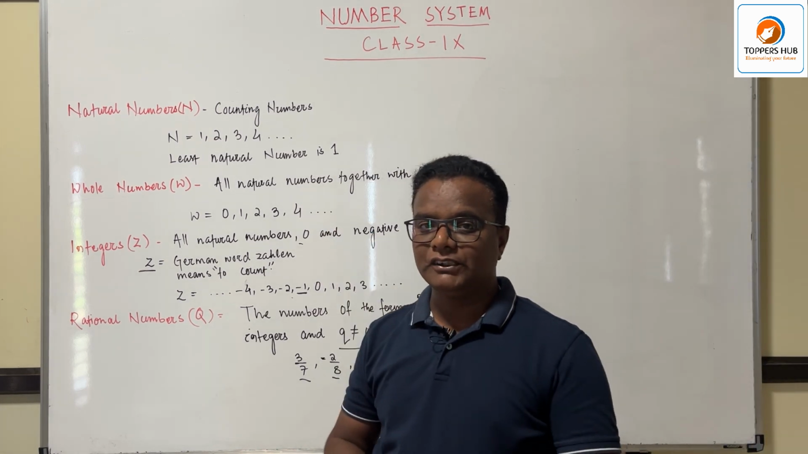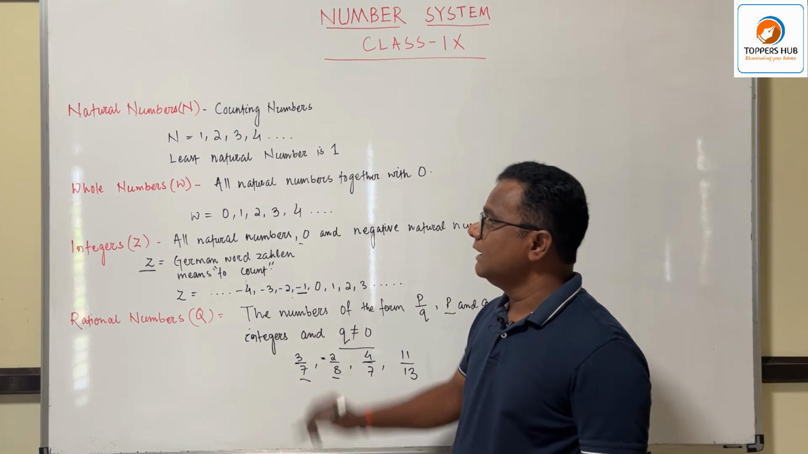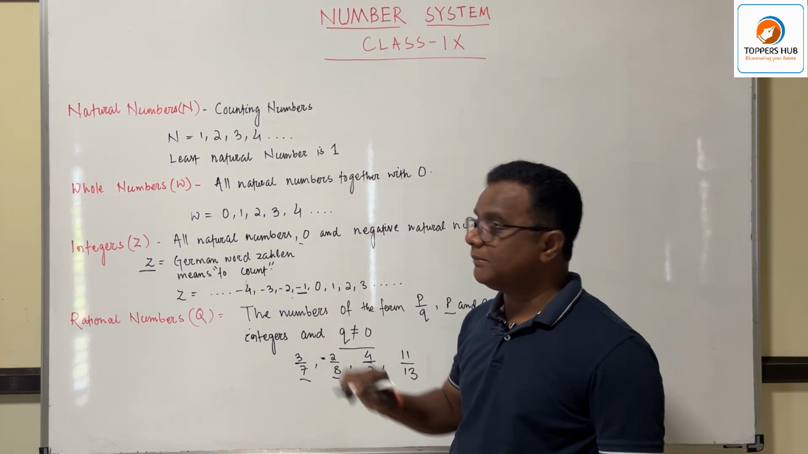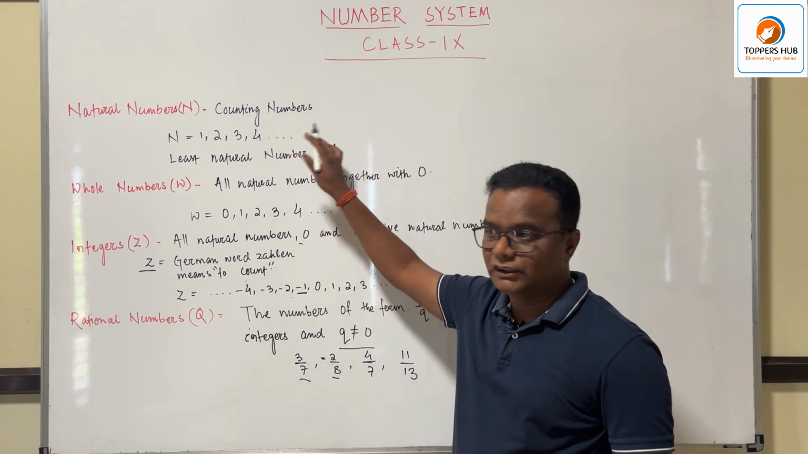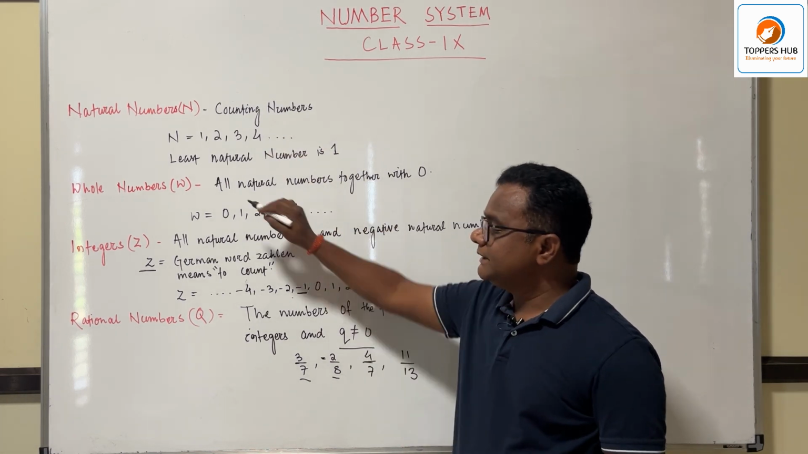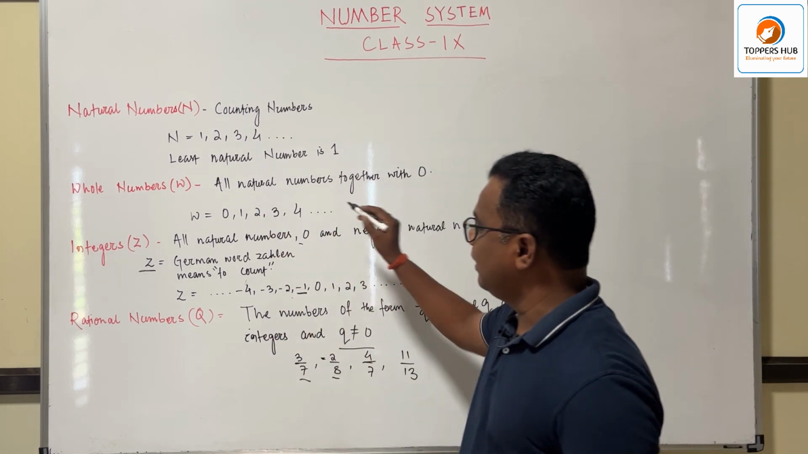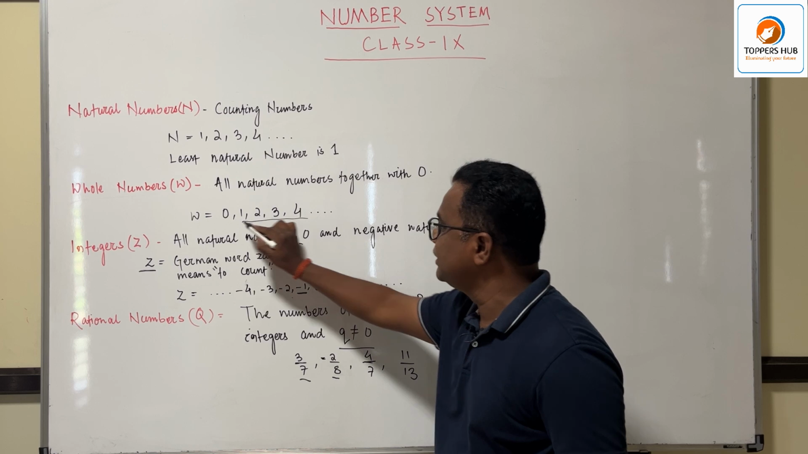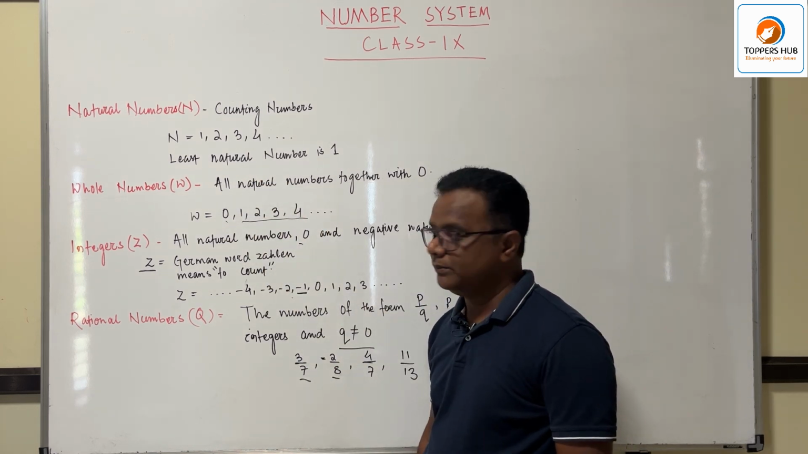What are natural numbers? First one, natural numbers. All the counting numbers are called natural numbers, and natural numbers are represented by N, that is, N equal to 1, 2, 3, 4 and so on. The least natural number is 1. Second one, whole numbers. All the natural numbers including 0 are called whole numbers, and whole numbers are represented by W.